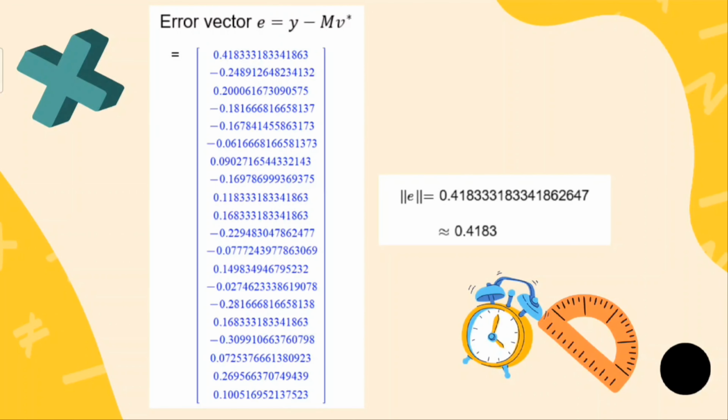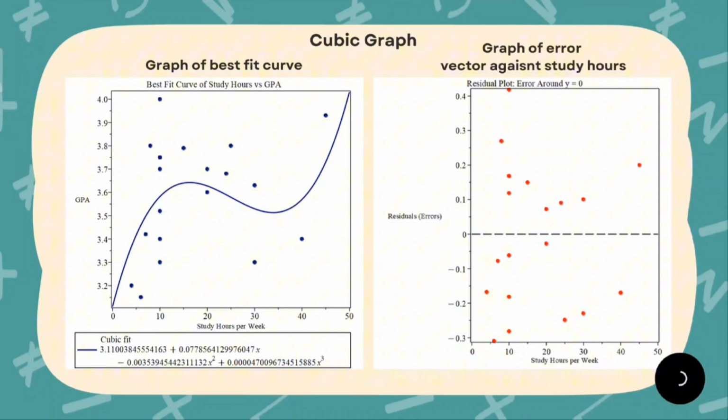Then we can find the error vector of this equation, and we can obtain the magnitude of the error vector, which is approximate to 0.4183. Lastly, these are the graph of the best fit curve of the cubic model and the graph of error vector against study hour.